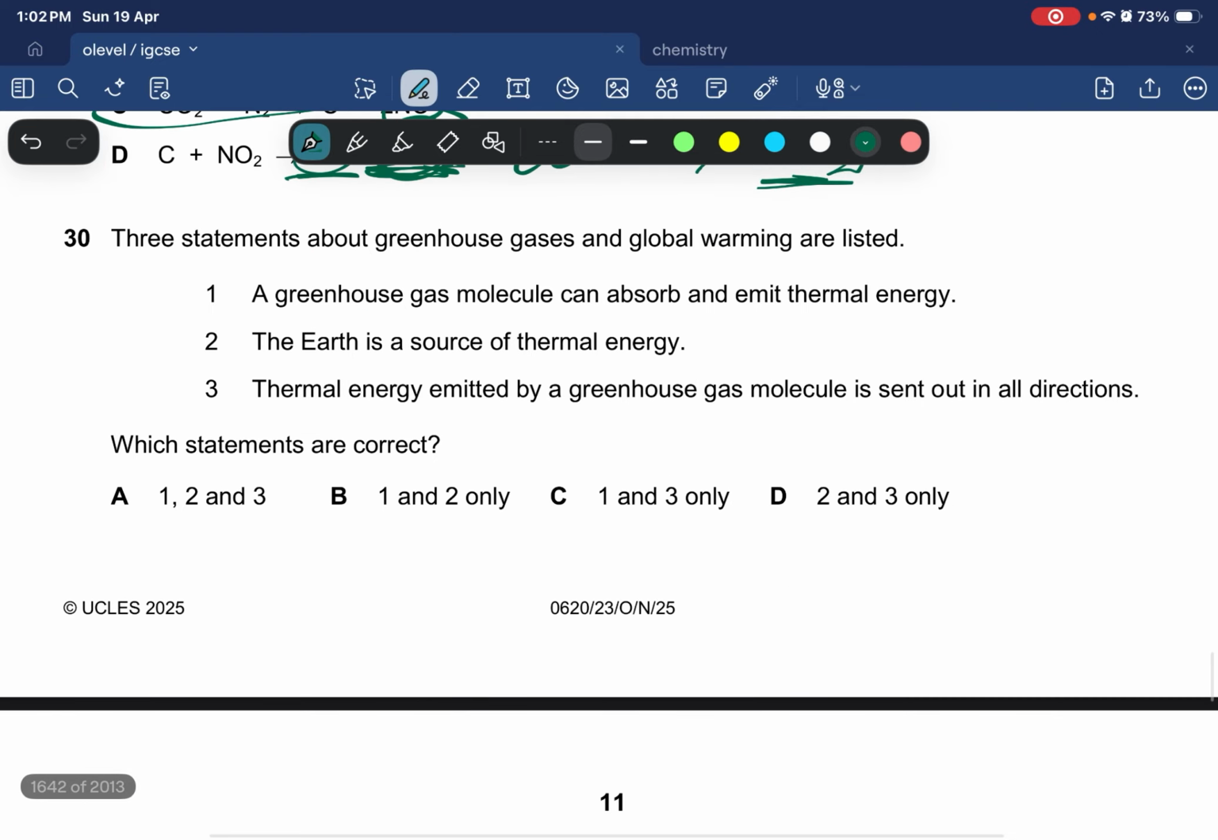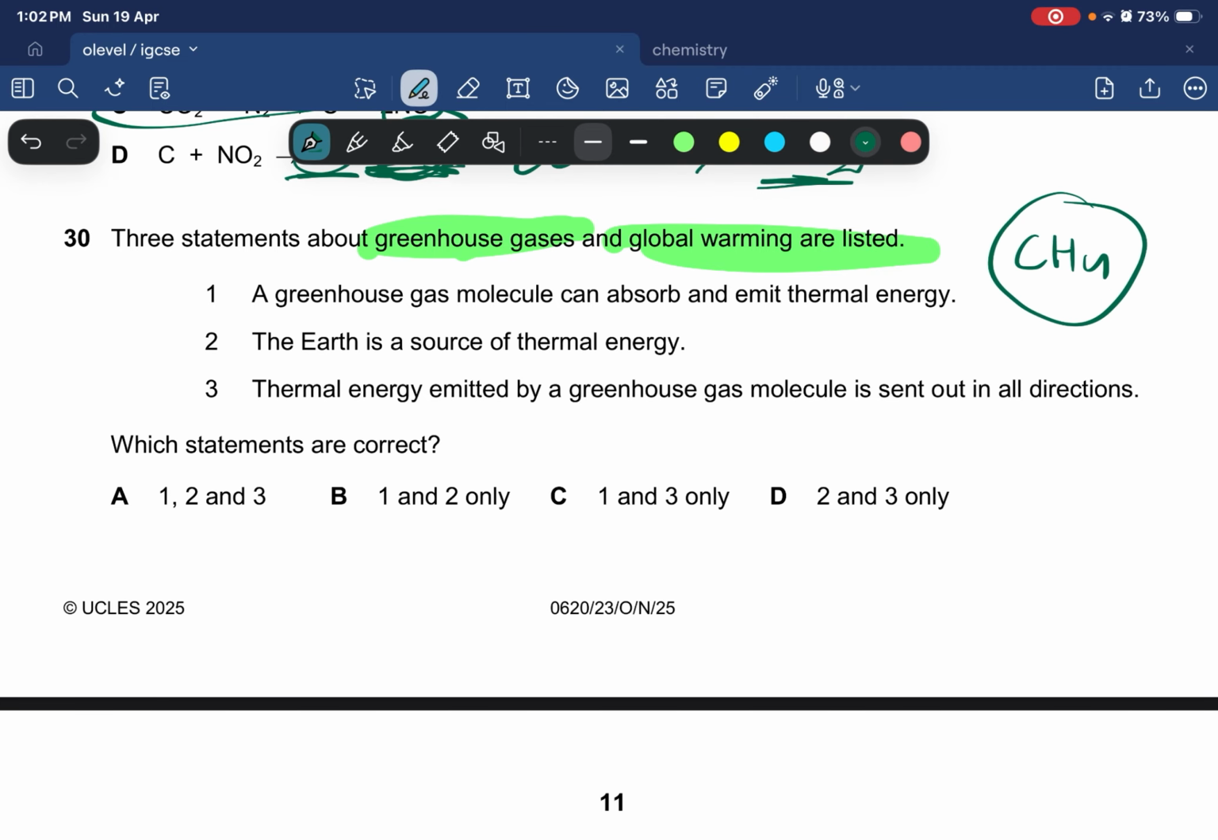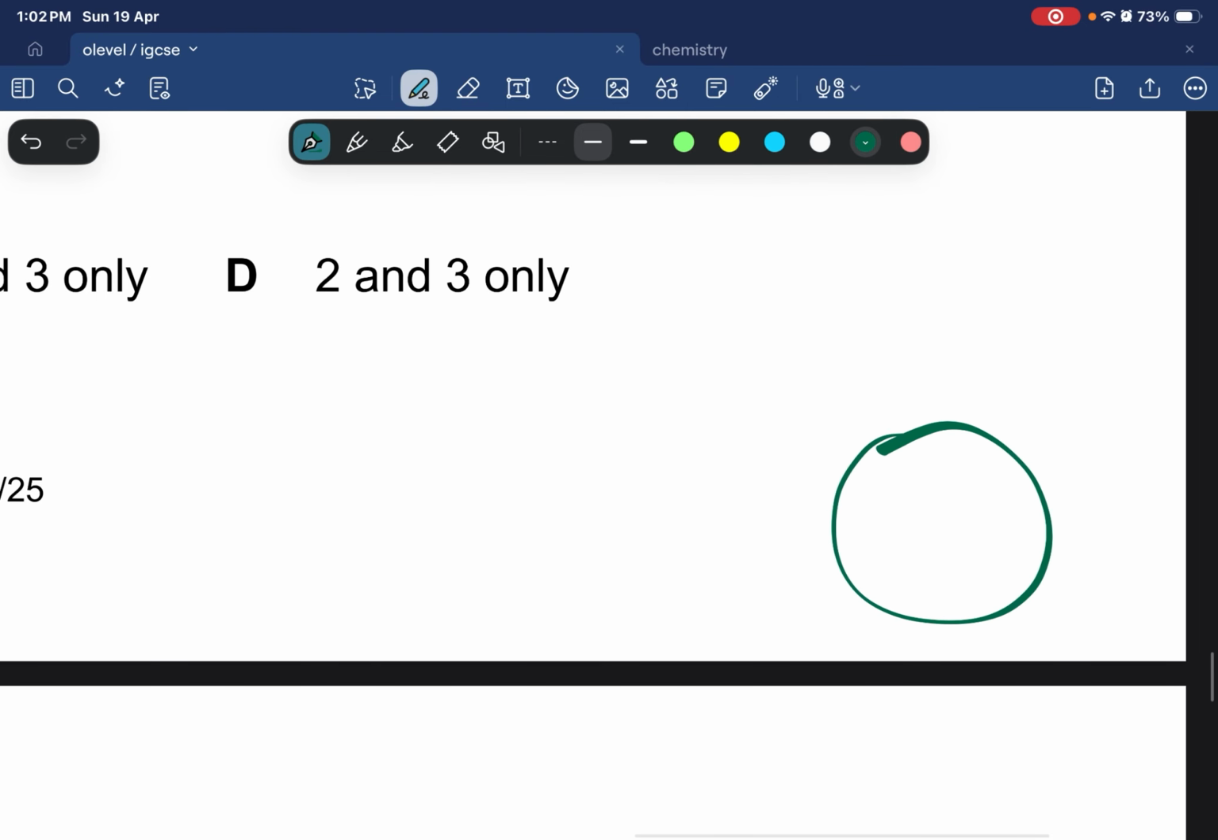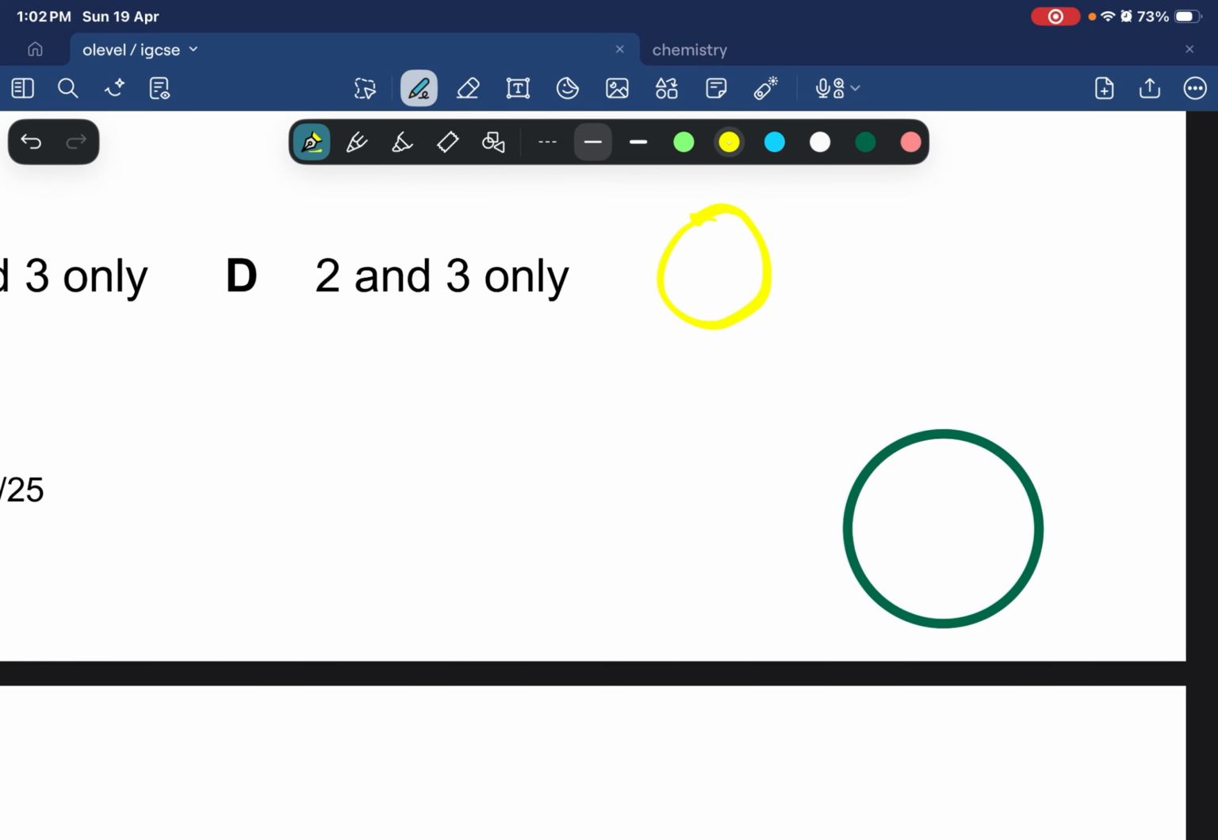Okay. Three statements about greenhouse gases and global warming are listed. Greenhouse gases and global warming. A greenhouse gas molecule can absorb and emit thermal energy. What happens when you have a greenhouse gas like methane? Why is it called a greenhouse gas? It's called a greenhouse gas because this is your earth and this is the sun.